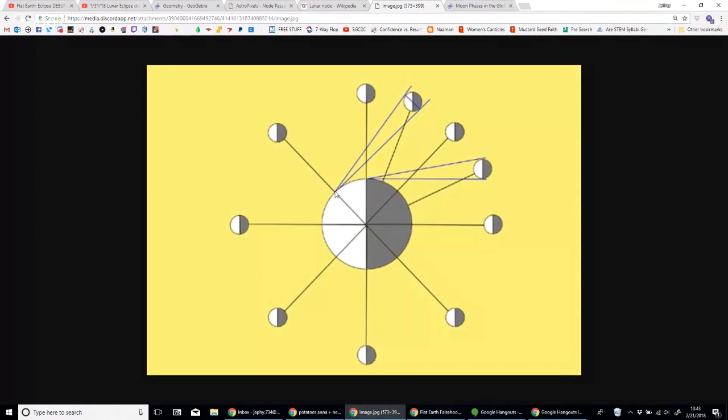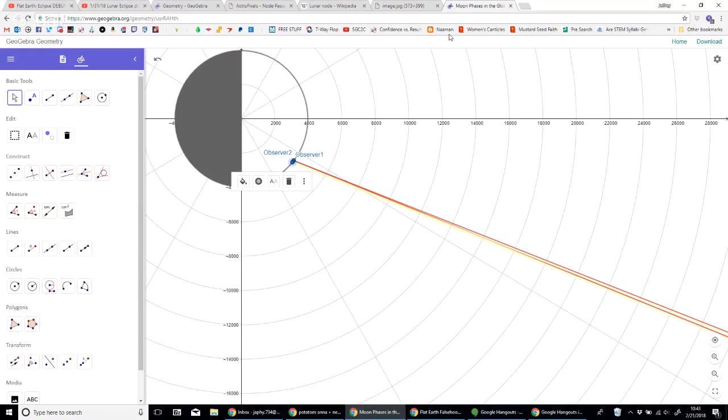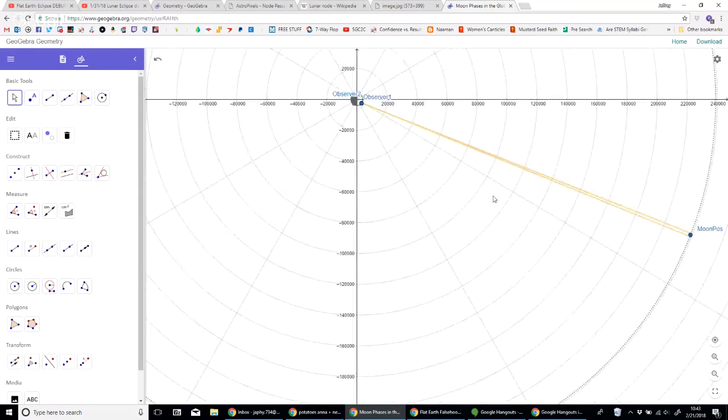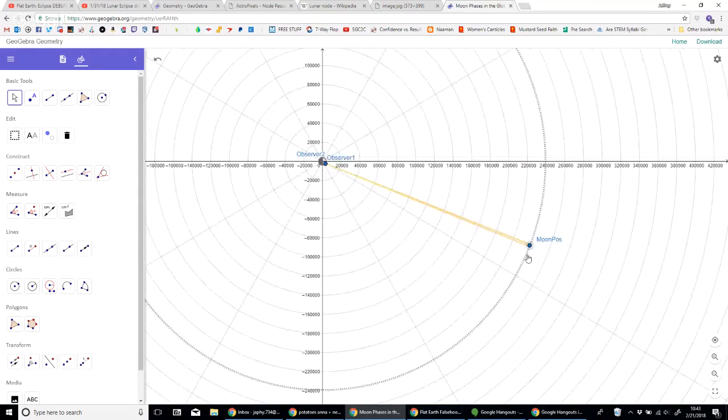And so the observer here, we want to know what kind of moon they see when the moon is 45 plus half of 45, I guess, degrees away from them. Okay, so let's do that. Let's move the moon there. Okay, so this is 45 degrees away.